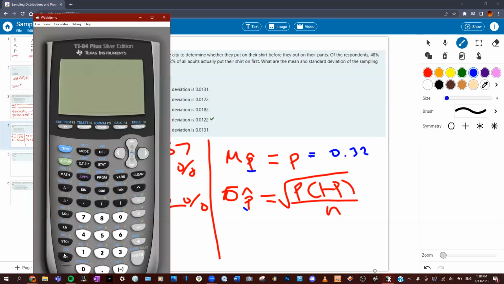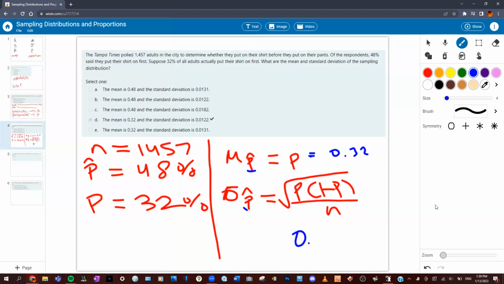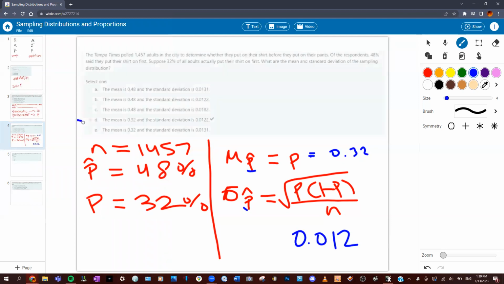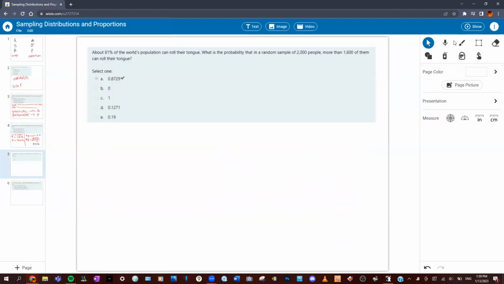Let's pull this out. We have to take the square root of p, which is just 0.32, times 1 minus p, divided by n, which was 1457. And that is 0.012 pretty much. And there we go. That's how we know that D is the answer. That one was actually pretty easy too. The next ones are a little bit more complicated, but it's still not very hard.